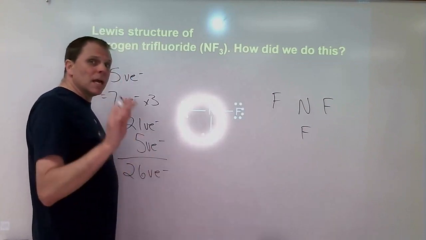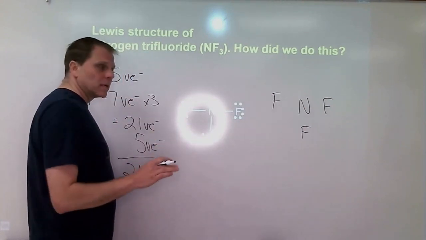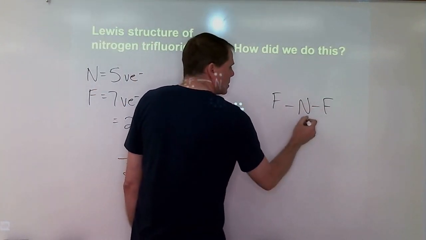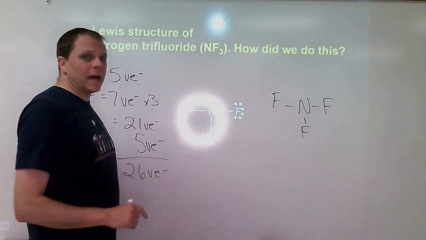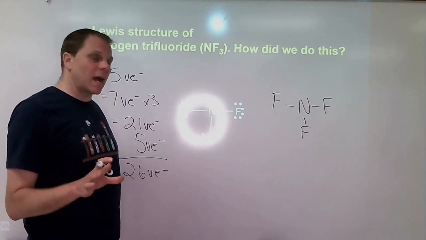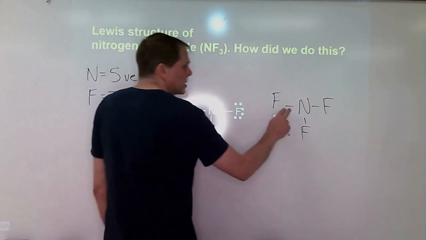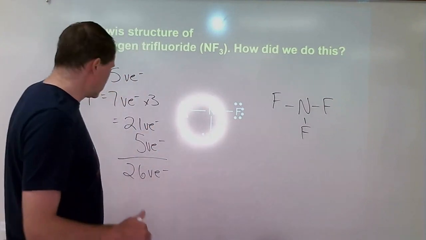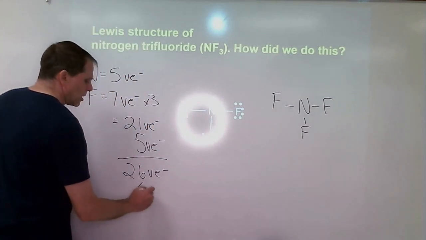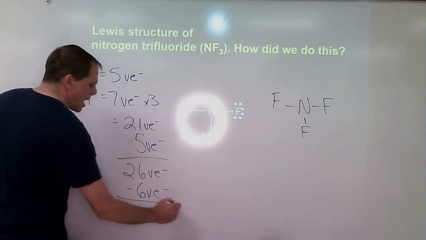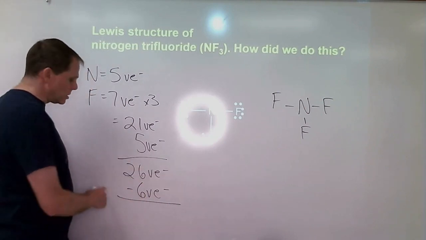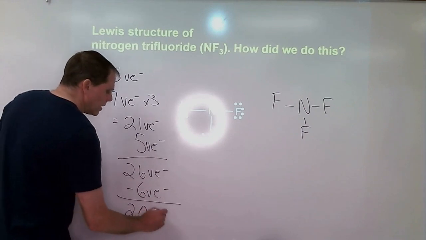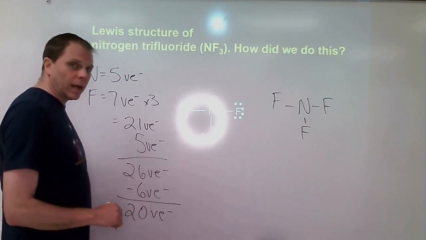Then the next step says to put bonds, and I hope you wrote them down, between the atoms that are present. As soon as I do that, how many electrons is that? That's 2, 4, 6 electrons. Every line is equal to 2 electrons. So now I've used 6 electrons, and I can subtract 6 valence electrons from my total, which was 26. So now I have 20 valence electrons left to place around my atoms.